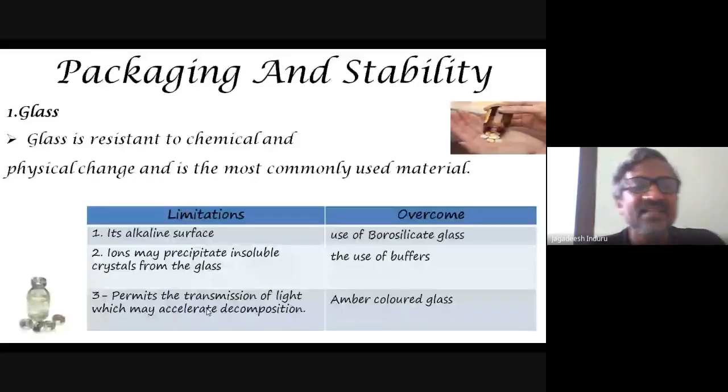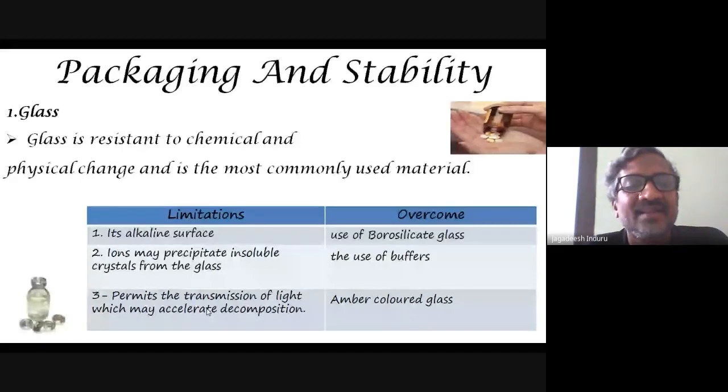But the limitation of glass is that it has an alkaline surface, so it is more prone to hydrolysis if your product contains water. That is the reason we use borosilicate glass. It does not have alkaline leachables, so we can overcome it. The slide you are seeing is a GPAT question: how to overcome the problem of glass to enhance the stability of your product.